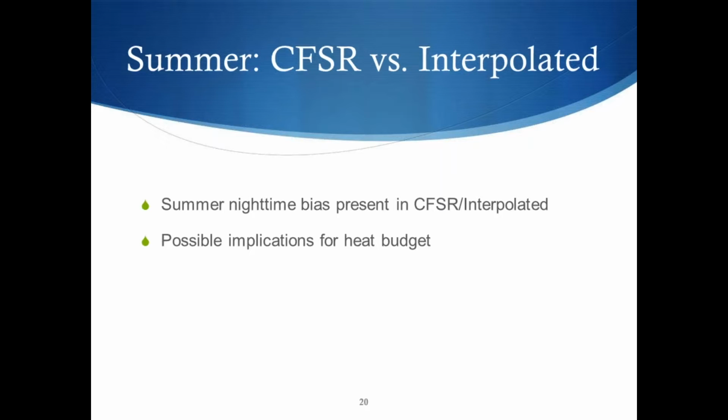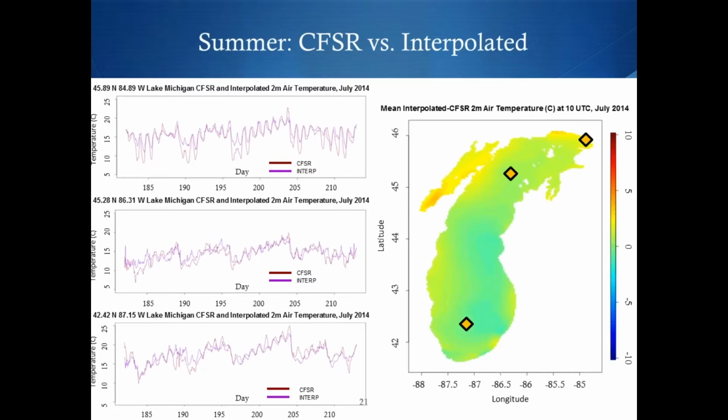If we look at this, you'll see a map on the right of the interpolated minus CFSR 2-meter air temperature at 10 UTC in July 2014, and this is an average. We picked 10 UTC because this is around the time you'd have your morning lows in the summertime. We picked three points: one near the Straits of Mackinac, one in northern Lake Michigan, and one in southern Lake Michigan. The corresponding temperature time series are on the left for each point.